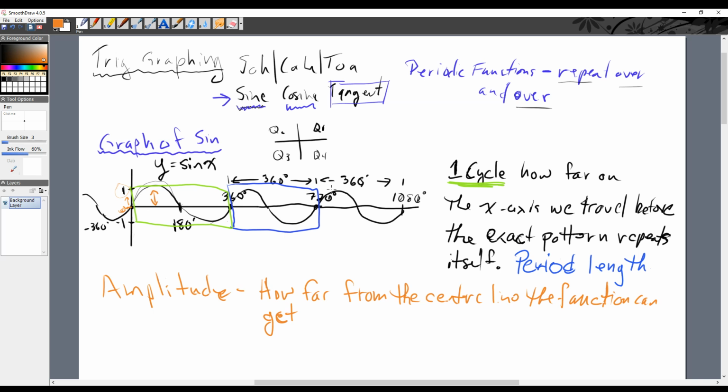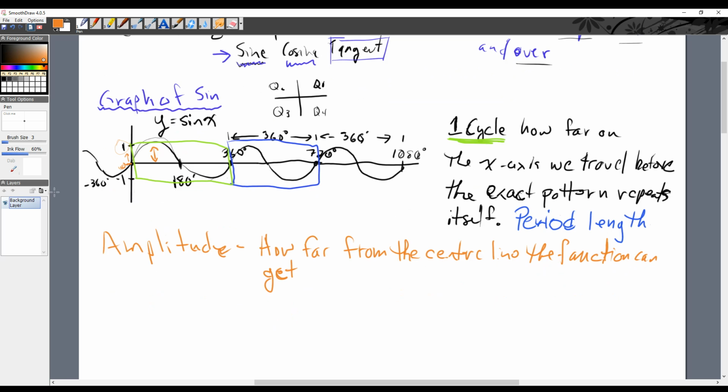So two terms so far. We've got cycle, also known as period length, and amplitude, how far from the center line can we get. Those are the two main descriptors we're going to have when we go to graph things. This center line concept is important, right? The center line is a description of what this thing cycles around. So the center line is another thing that we're going to keep track of.